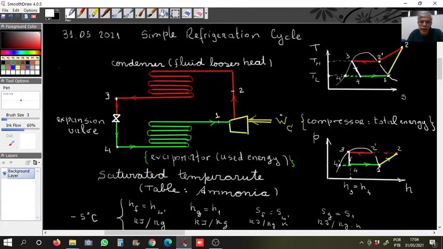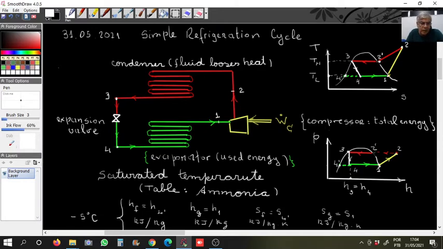Simple refrigerator cycle. Here I have the compressor. Look, attention here, the fluid is ammonia. It receives energy from this equipment, from the compressor. So the fluid gains energy from the compressor. So this is a fluid, a liquid. And there's a valve, the expansion valve.